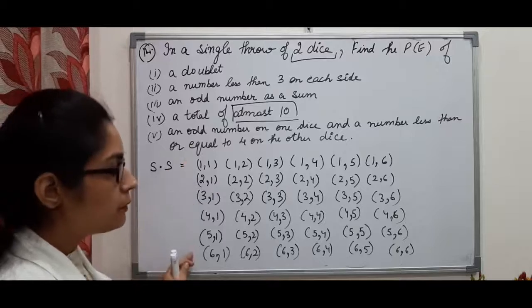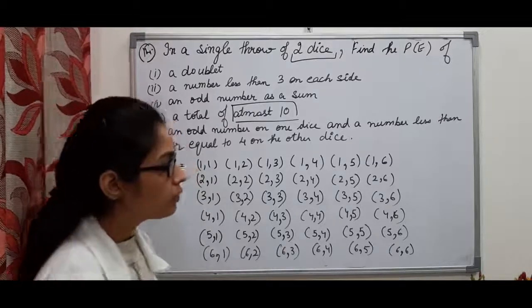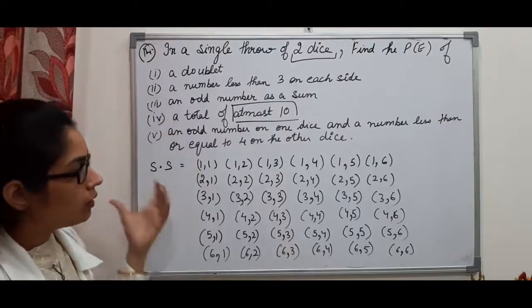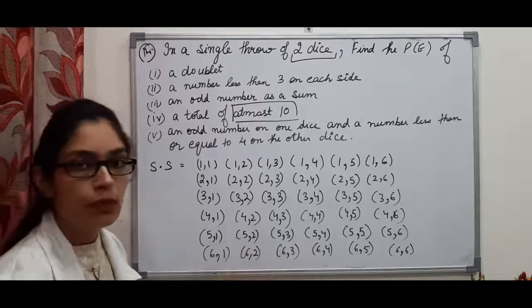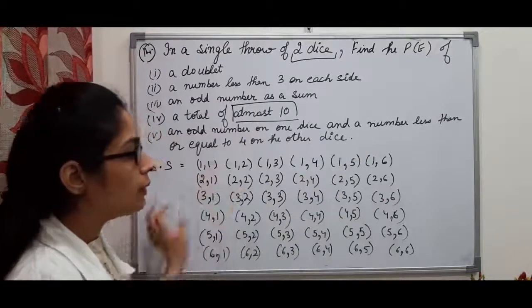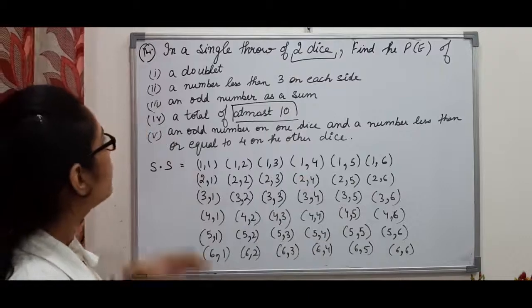We will get the same sample space like in the previous question, that the number of outcomes will be the same, it will be 36 and this will be our sample space. Now let's see the first part.